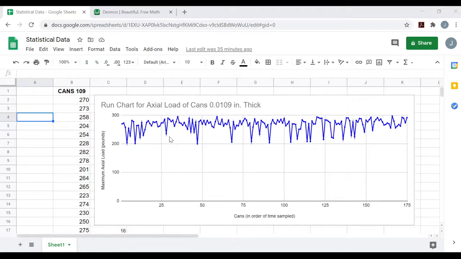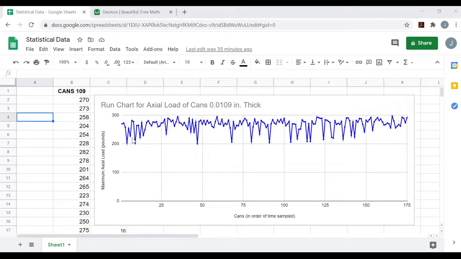So it looks like this machine that's pressing on can lids is actually getting better somehow, or staying more consistent at least. Okay, so number 1, I'm not seeing increased variation.